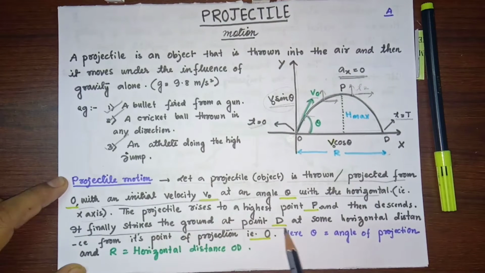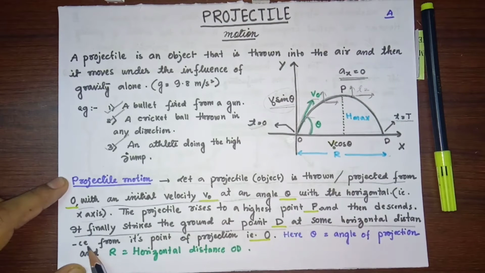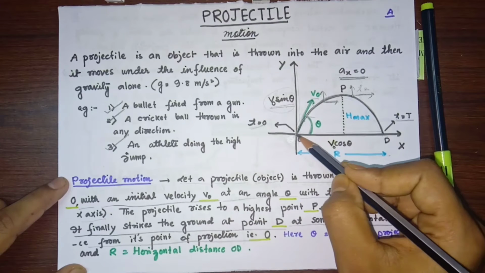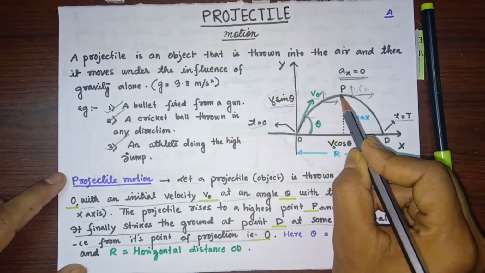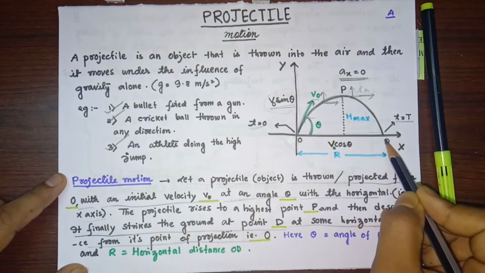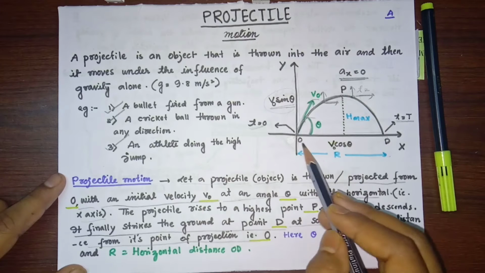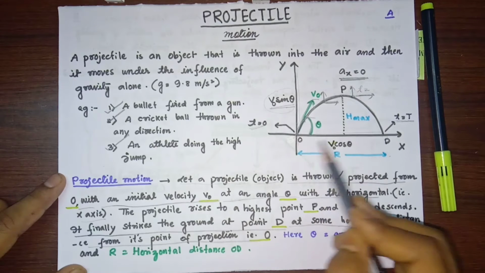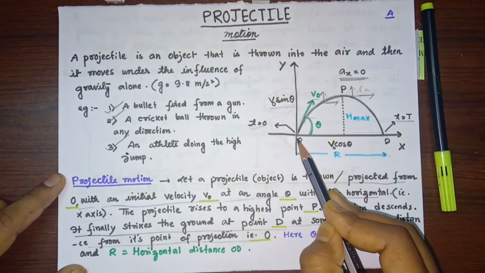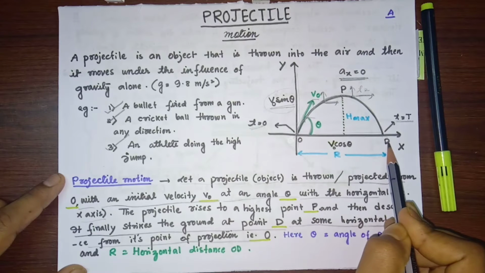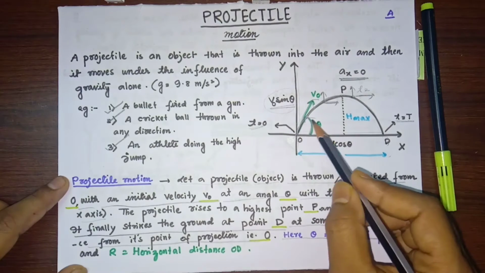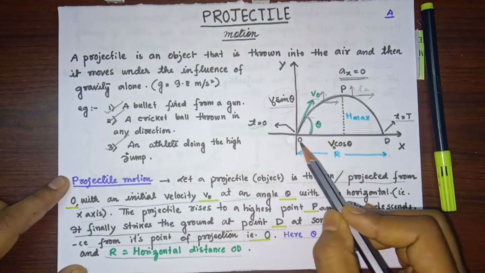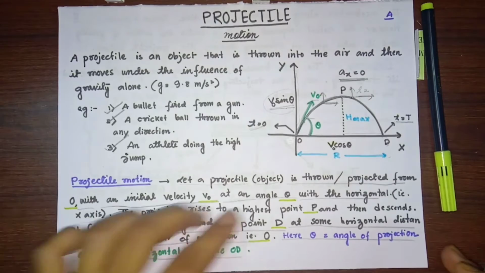It finally strikes the ground at a point D at some distance from the point of projection. From the point of projection it moves along a parabolic path, reaches the height P, then starts descending and reaches the point D on the ground at a distance R from the point of projection O. So R is the horizontal distance, and theta is the angle of projection, the angle from the horizontal at which it is projected.